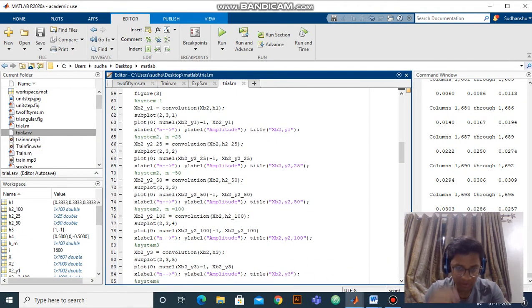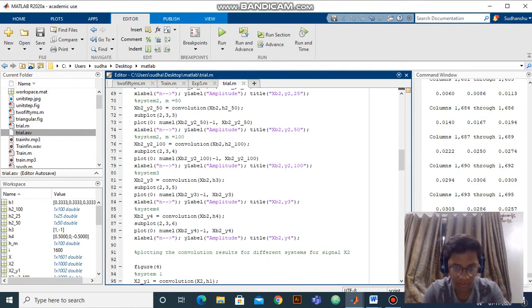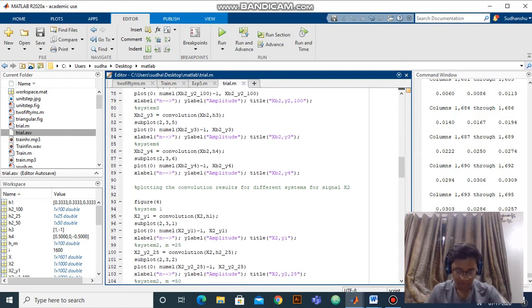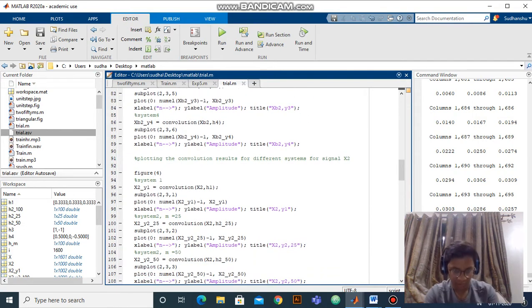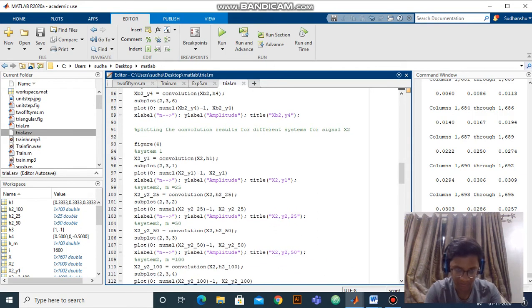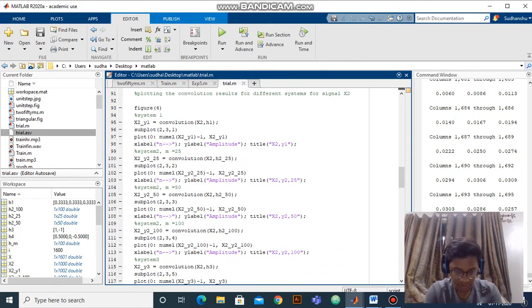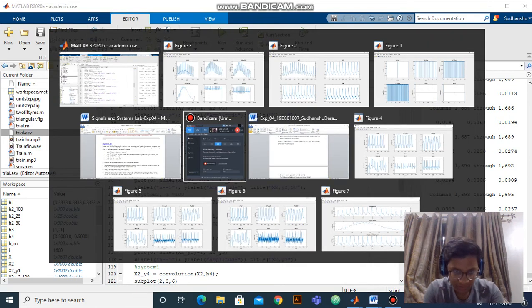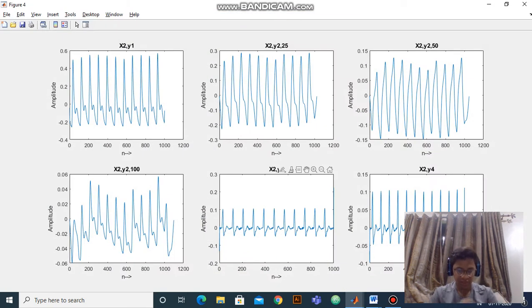Similarly, we have defined the same function for x3, x4, and x2. In the case of x2, we'll pass in the input as x2 and h of 1. Similarly, x2 with h2 for 25, 50, 100, then x2 with h3, and x2 with h5. And this is the output that we obtain for the signal x2, performing the same calculation as we did for xb2, passing in the input variables to the convolution function and getting the output.